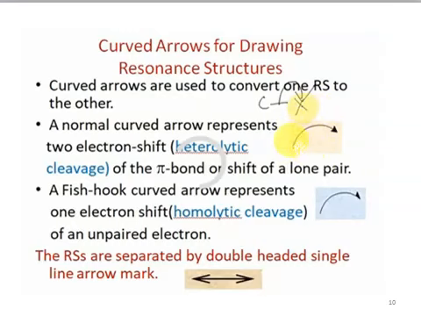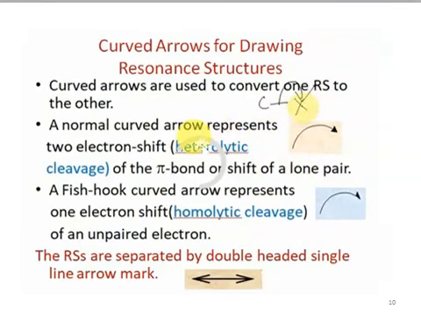The normal arrow always indicates that you are shifting 2 electrons. It indicates the heterolytic cleavage of a pi bond, or the shift of a lone pair. So whenever you are moving 2 electrons, either the 2 electrons of the pi bond or the 2 electrons of the lone pair, you have to use this curved normal arrow. That also indicates heterolytic cleavage.